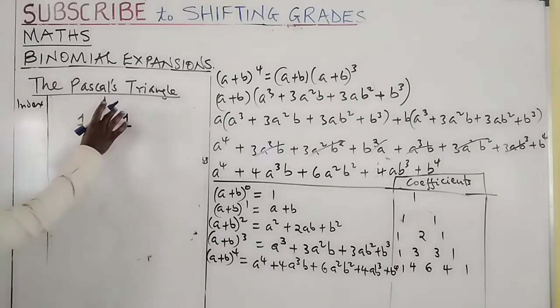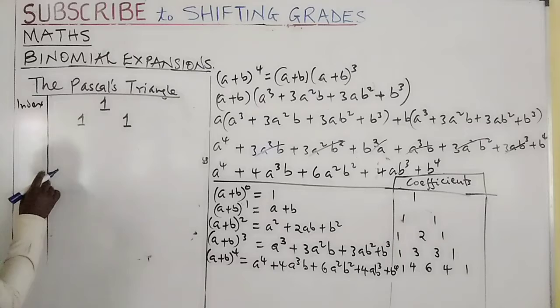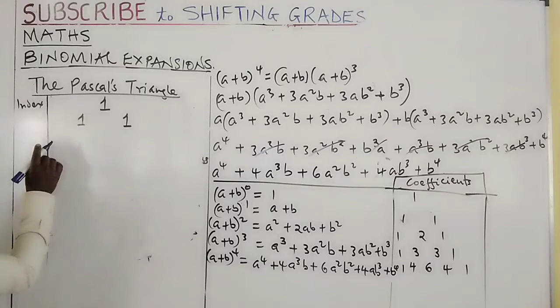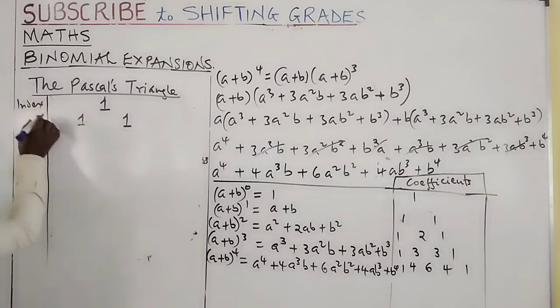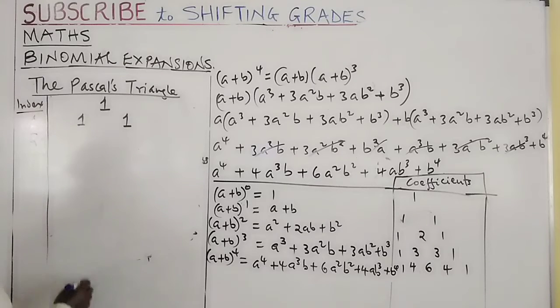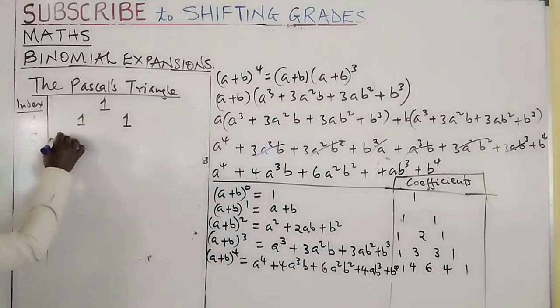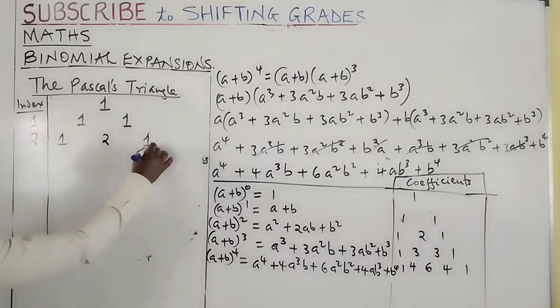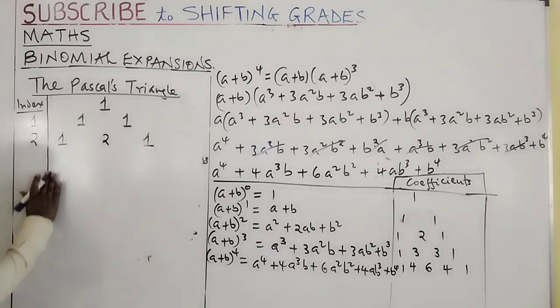And these are the coefficients or the constants in the binomial, in the Pascal's triangle. So index 0, we get that. Index 1, we get just 1 and 1. For index 2, we drop this one here. Then 1 plus 1, we get 2. Then we drop 1 there. We drop 1 there. So the circle grows.